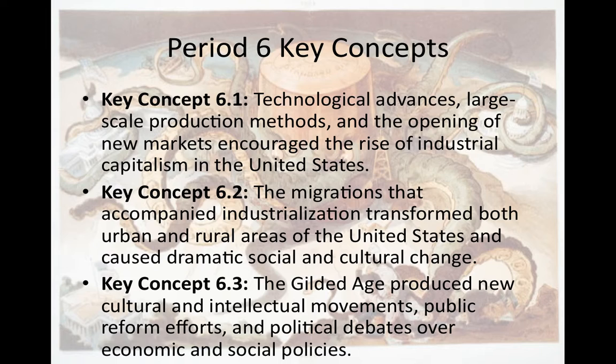So key concepts that we'll be going over today in this video. Key concept 6.1, technological advances, large-scale production methods, and the opening of new markets encourage the rise of industrial capitalism in the United States. Key concept 6.2, the migrations that accompanied industrialization transformed both urban and rural areas of the United States and caused dramatic social and cultural change. And key concept 6.3, the Gilded Age produced new cultural and intellectual movements, public reform efforts, and political debates over economic and social policies. So we're talking about industrialization, we're talking about the consequences of it, both ideological and physical.